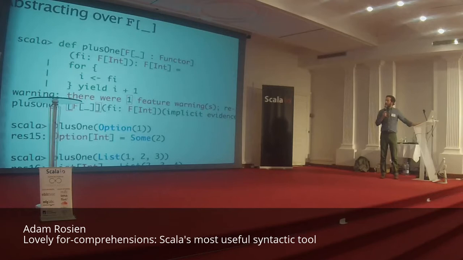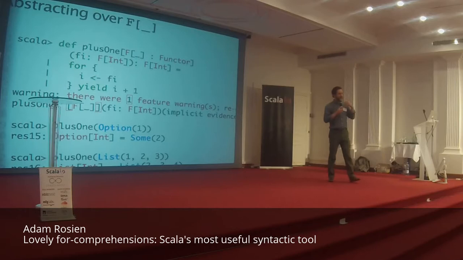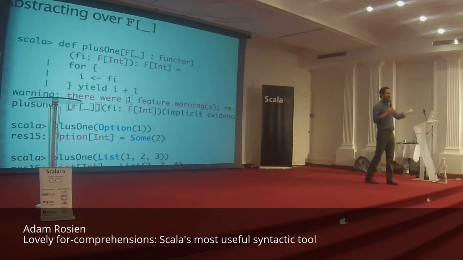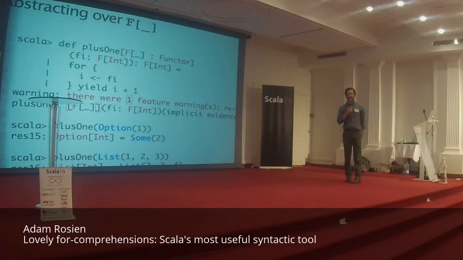So this is the very fancy way of doing it. Now we're back to the F. I want to say, for all Fs, with a caveat that I'll explain, I have a function which takes an F of int, and since we're going to implement it with a for comprehension, we get an F out. It happens to be an integer, because we're going to add one. So the code is just the same as everything else.